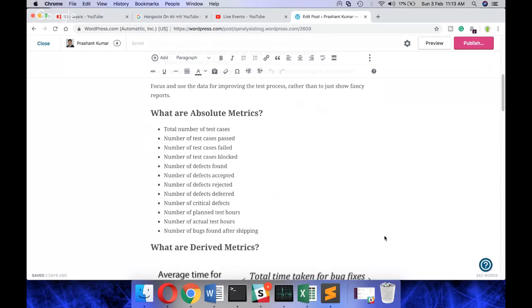For example, total number of test cases, number of test cases passed, number of test cases failed, number of test cases blocked. When I say blocked, they couldn't be tested because of some dependency or because of some technical issues or some unforeseen circumstances because of which the testing couldn't be completed. Number of defects found, number of defects accepted.